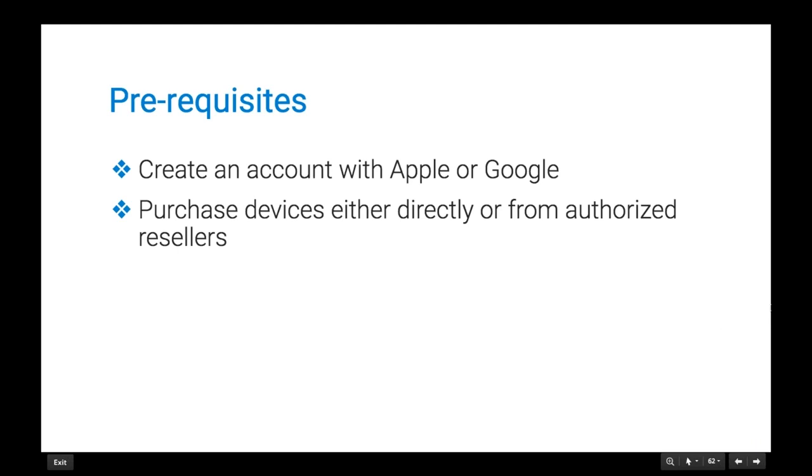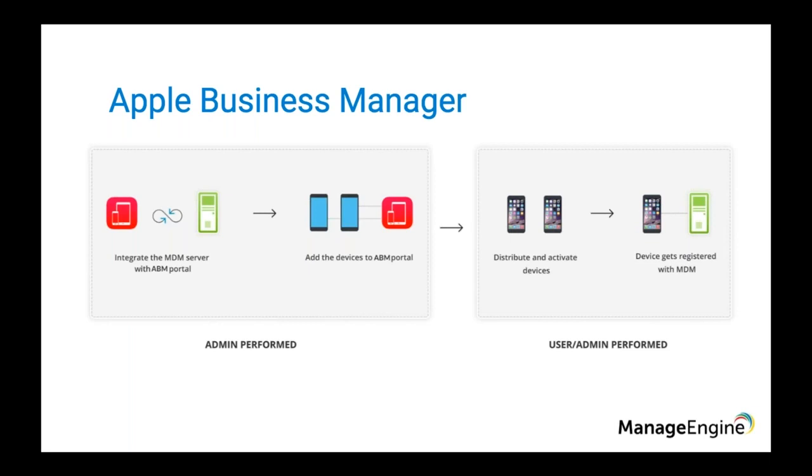But before we start off, there are certain prerequisites for these automated enrollment methods. First among which is that in case you want to enroll iOS devices, you need to create an account with Apple. Or in case you want to enroll devices that are running the Android OS, you need to have an account with Google. The second most important prerequisite is that devices need to be purchased either directly or from authorized resellers. So the first method that we are going to see right now is Apple Business Manager or Apple Device Enrollment, which is formerly referred to as the Apple Device Enrollment Program or DEP. In case you're already using Apple DEP, you can choose to freely upgrade to Apple Business Manager.